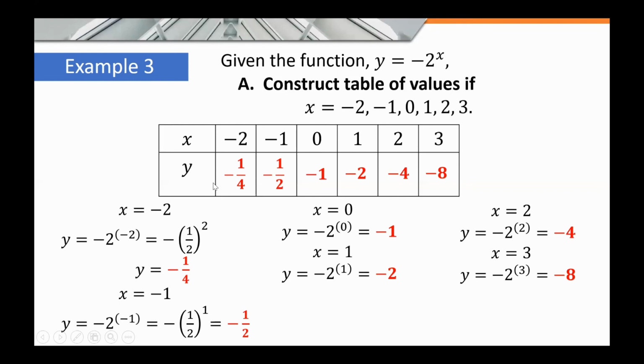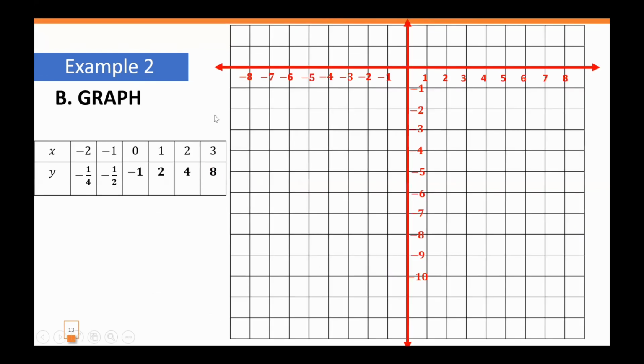So let's proceed to sketching the graph. We take the table of values in letter A for us to take note of the points. The first point is -2, -1/4. -1, -1/2, that's the second point. 0, -1, 1, -2, 2, -4, 3, -8. Sorry for that. This is -2, -4, and this is 3, -8.